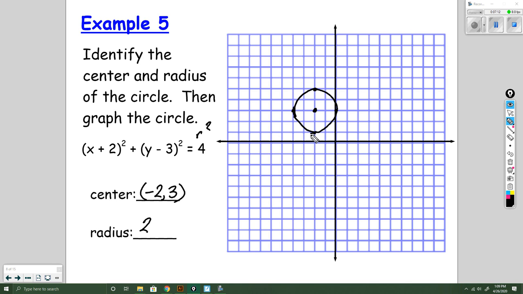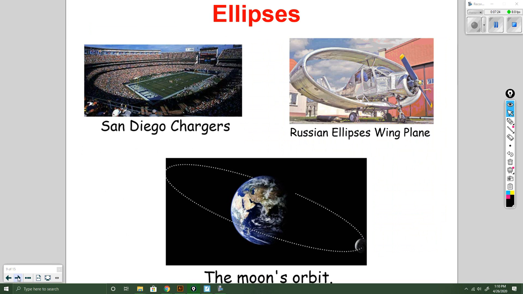Good stuff. Now we're going on to the next section, which talks about ellipses. Now ellipses are very similar to circles. We'll see some key features that are very similar between circles and ellipses. Believe it or not, we use ellipses all the time. Circles are a type of ellipse, really. The standard form of a circle would satisfy the equation for an ellipse.